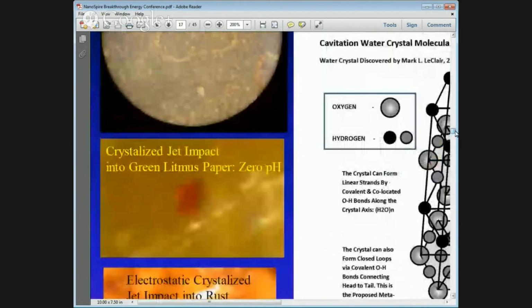Now, if you look at this one right here, we've got a red zone in green litmus paper. So this is showing that you get 0 pH because the positive charges of the hydrogens are actually going to give you an acidic face to the crystal. And I figured this out from the crystal structure. So I actually intentionally shot crystallized uranium jets towards litmus paper, and sure enough, it turned the right colors to show that it had 0 pH on the outside, that it was expressing a predominantly positive charge.